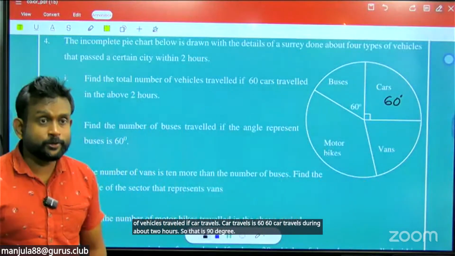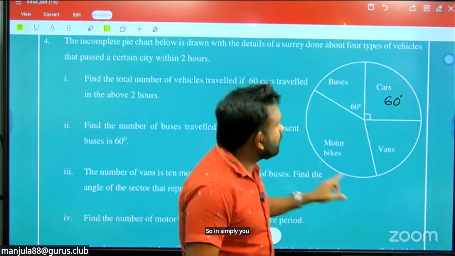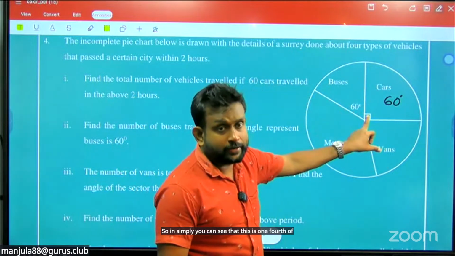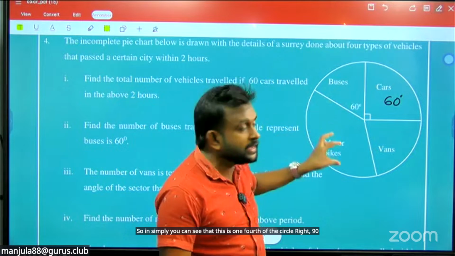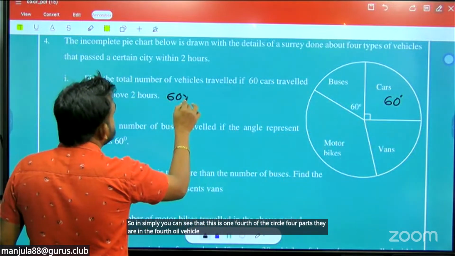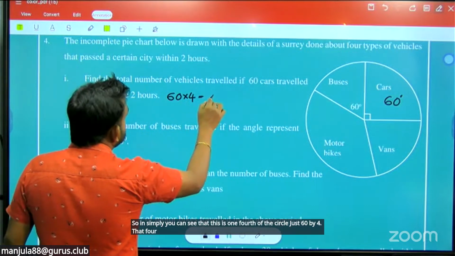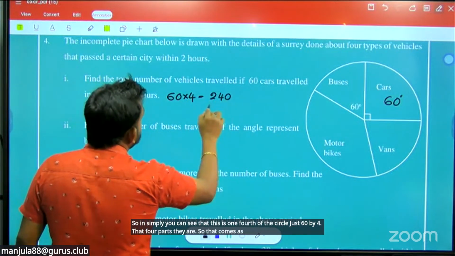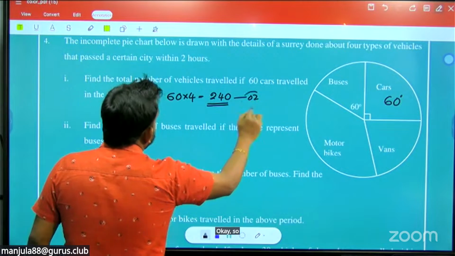So simply you can see that this is 1/4 of the circle, right? 90 degrees. So such 4 parts are in all the vehicles, just 60 times 4. That 4 parts they are. So that comes as 240 vehicles. Okay, so that is having 2 marks.